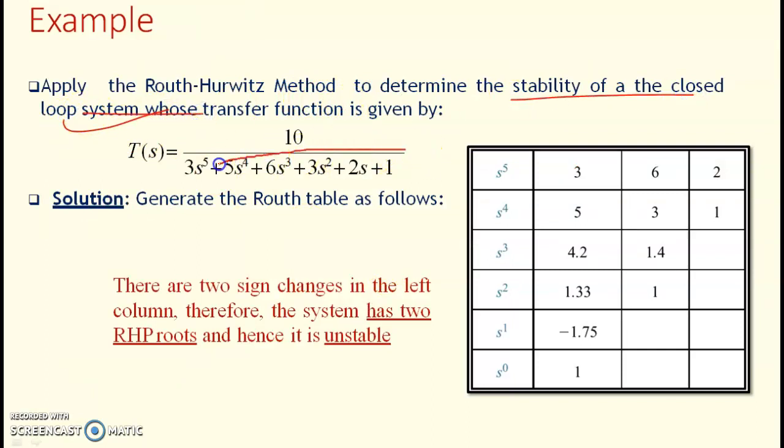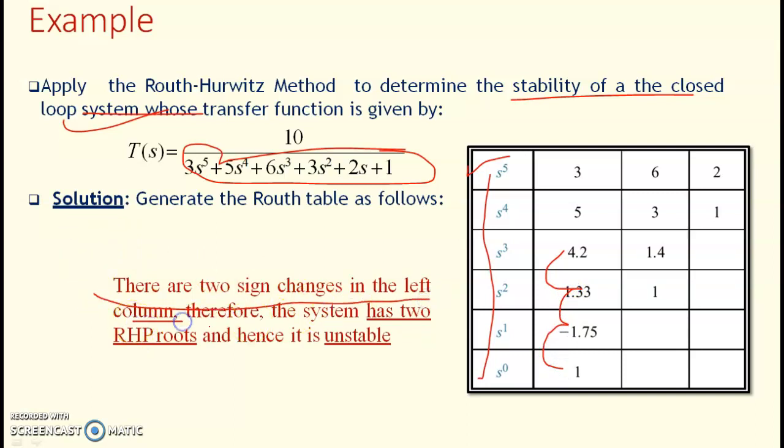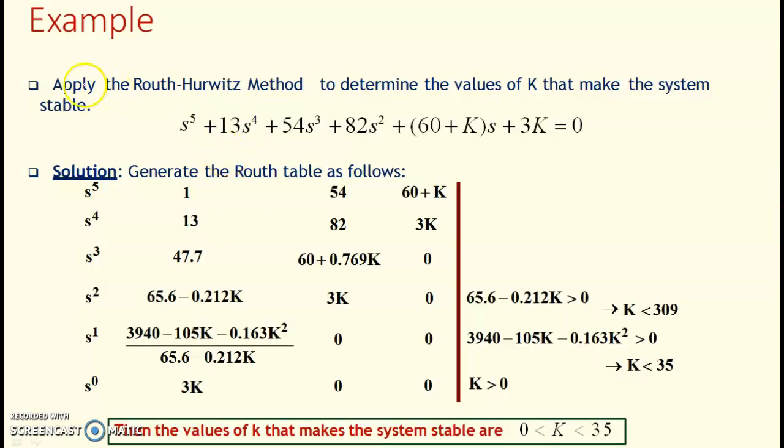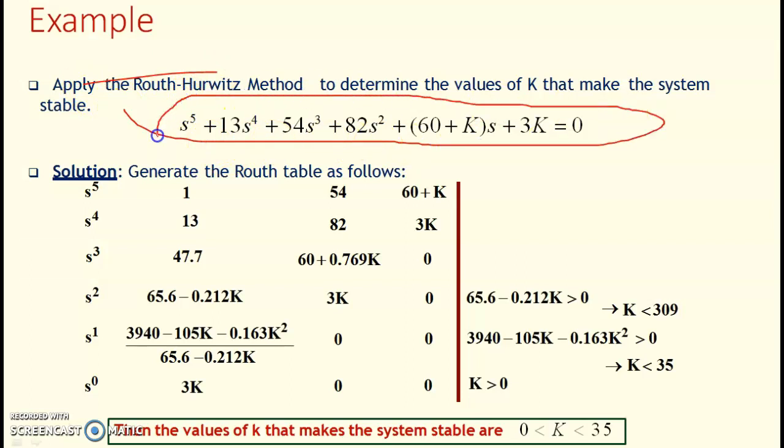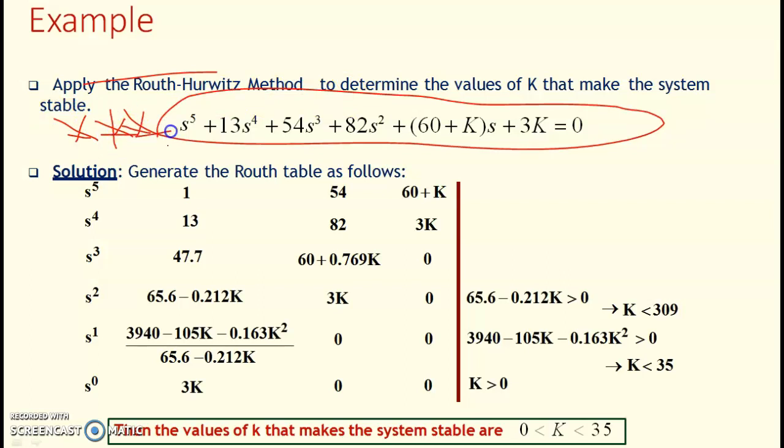Consider this denominator and write the column. So here you have to observe it. Plus to minus, again minus to plus. There are two sign changes in the left half column. Therefore the system has two right half plane positive roots and hence it is unstable. Then you have to find the values, apply the Routh-Hurwitz criteria and find the value of it. This is very important.